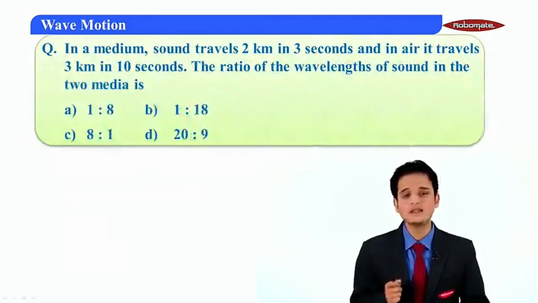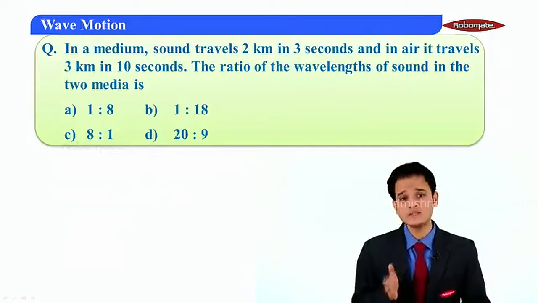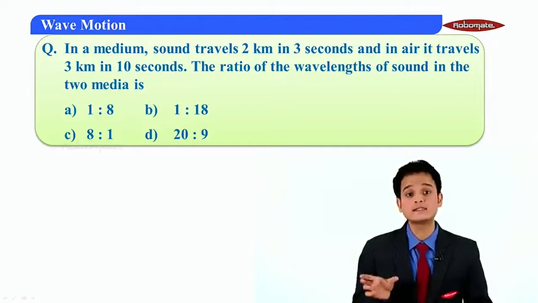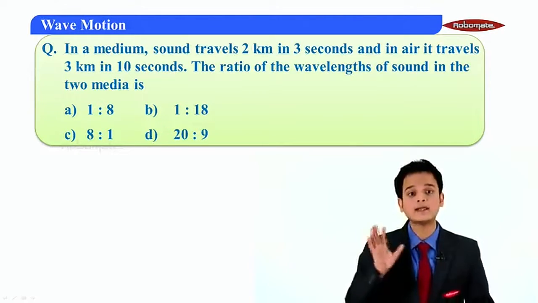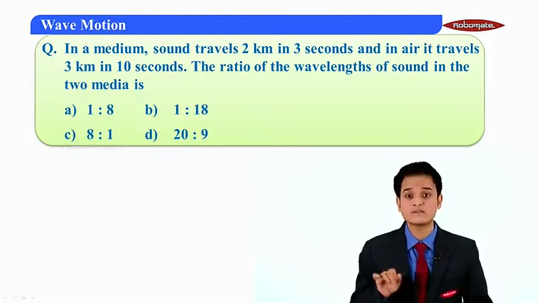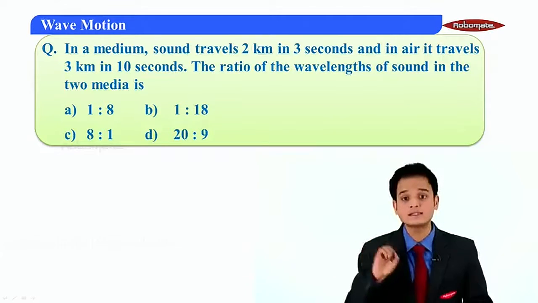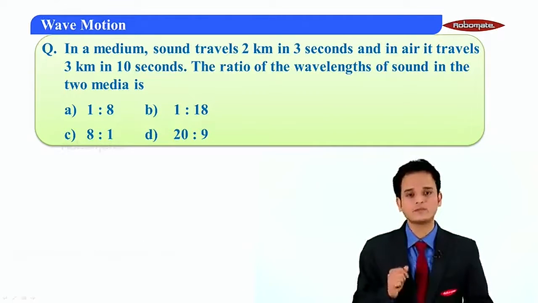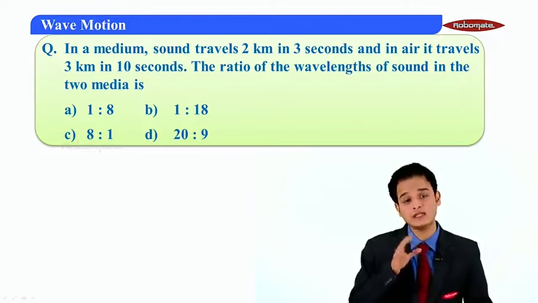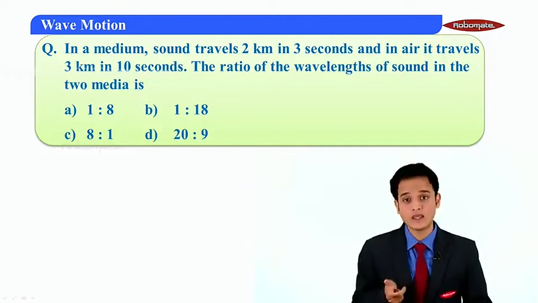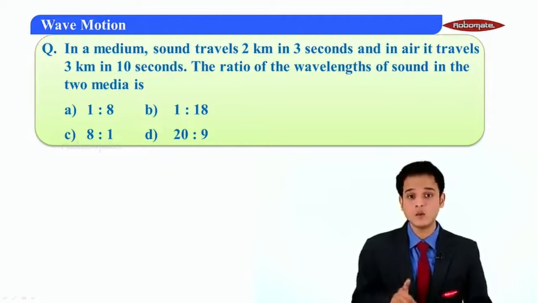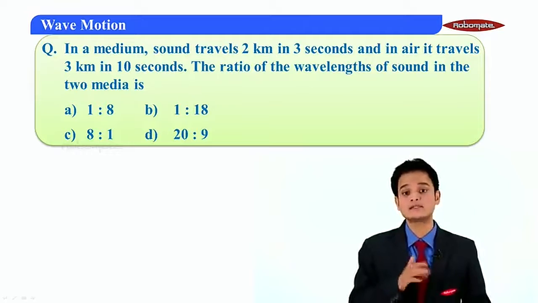Students, let us have a look at the next question. In a medium, sound travels 2 kilometers in 3 seconds. 2 kilometers, distance. 3 seconds, time. And in air, it travels 3 kilometers in 10 seconds. Once again, 3 kilometers, distance. 10 seconds, time. We are supposed to calculate the ratio of the wavelengths of the sound in the two media. Options are A 1:8, B 1:18, C 8:1 and D is 20:9.